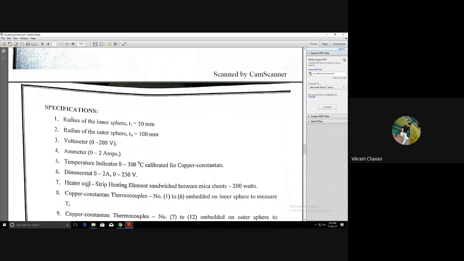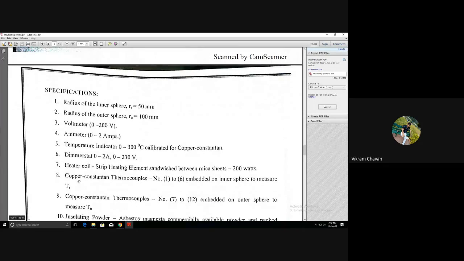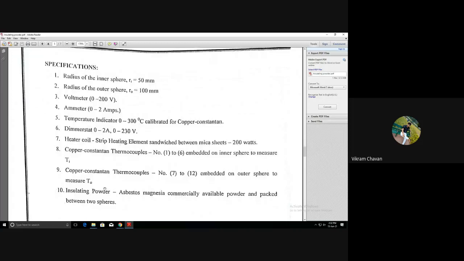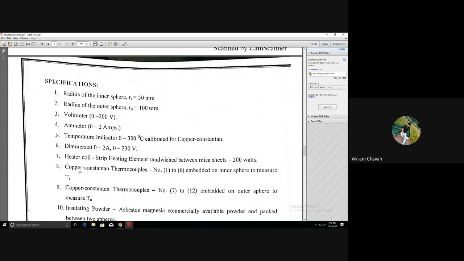Then the dimmerstat range is also provided. Then heater coil specifications are provided. Okay, a 200 watt heater is used. So all these specifications are provided to you. For calculation purposes, we require only ri and r naught. Okay, ri is given, r naught is given.